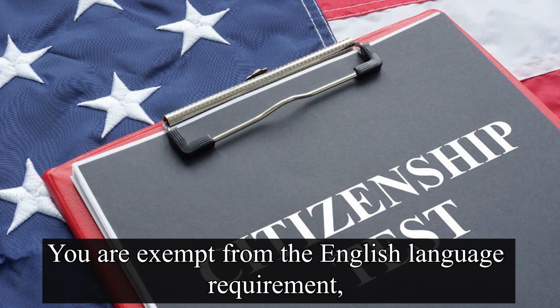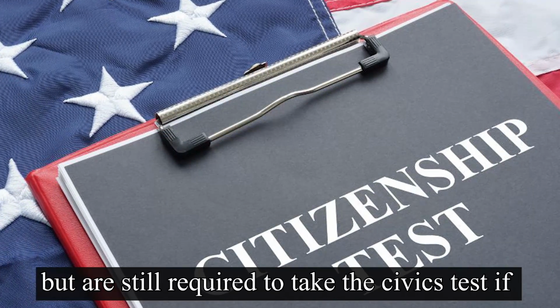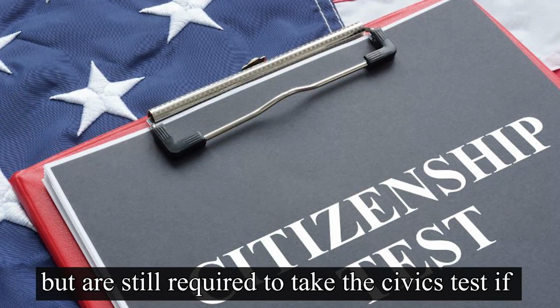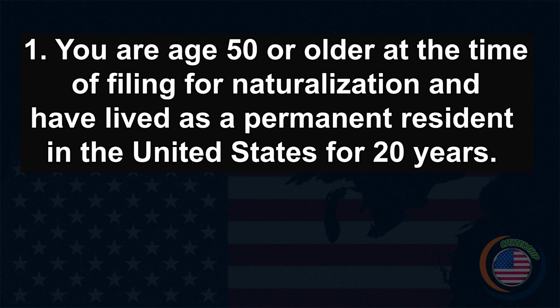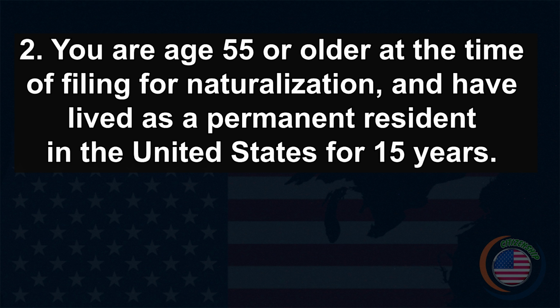You are exempt from the English language requirement, but are still required to take the civics test, if you are age 50 or older at the time of filing for naturalization and have lived as a permanent resident in the United States for 20 years. Or you are age 55 or older at the time of filing for naturalization and have lived as a permanent resident in the United States for 15 years.